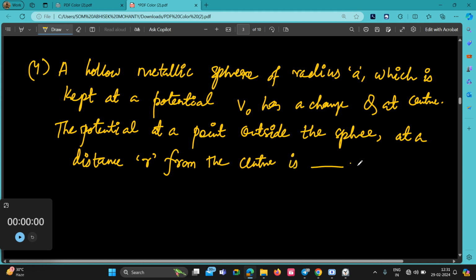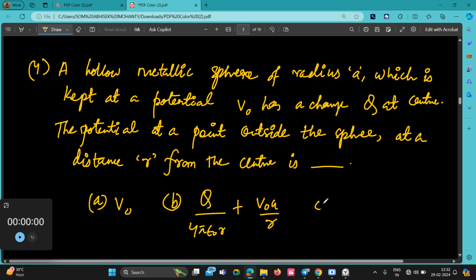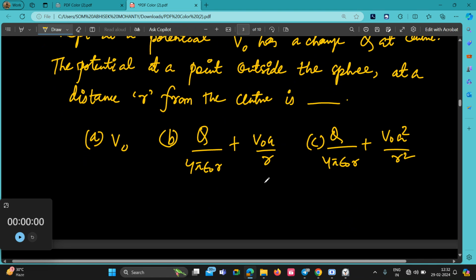A hollow metallic sphere of radius a, which is kept at a potential v naught, has a charge q at the center. The potential at a point outside the sphere at a distance r from the center is: option A, v naught; option B, q by 4 pi epsilon naught r plus v naught a by r; option C, q by 4 pi epsilon naught r plus v naught a square by r square; option D, v naught a by r. Please try this question.